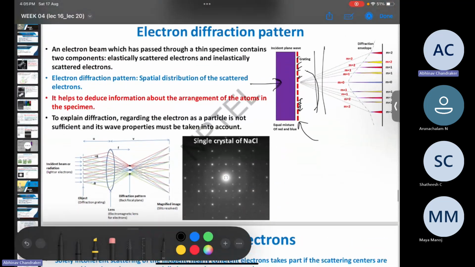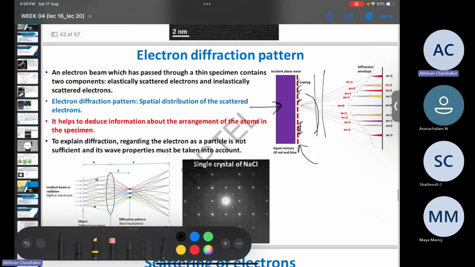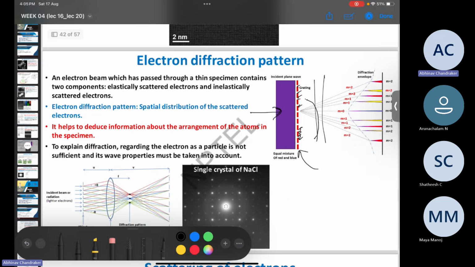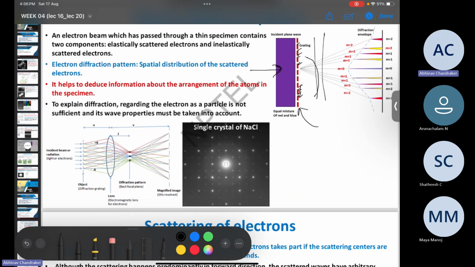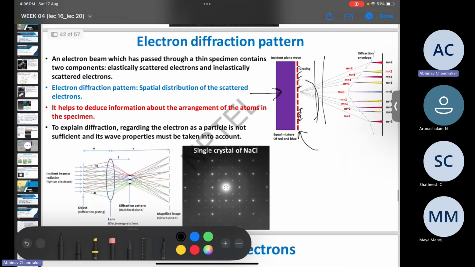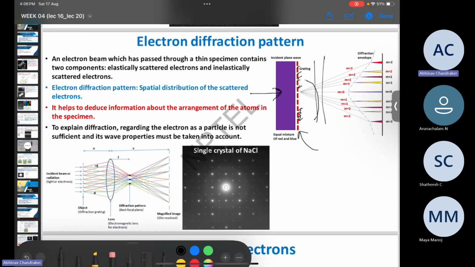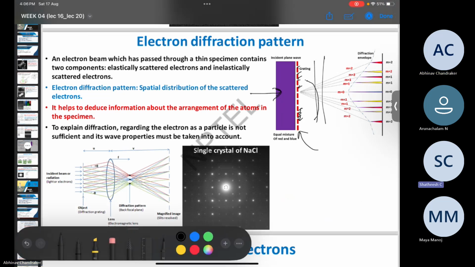But the basic tenet of electron diffraction is that here you need to consider electrons also as a wave along with having a particle nature, because all these effects related to diffraction and interference can only be explained by using the wave nature of the electrons.